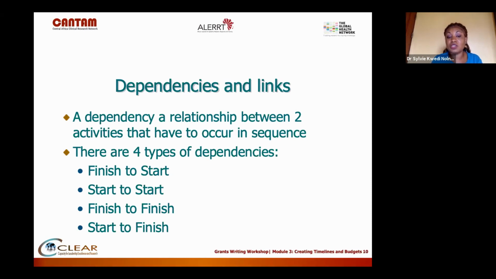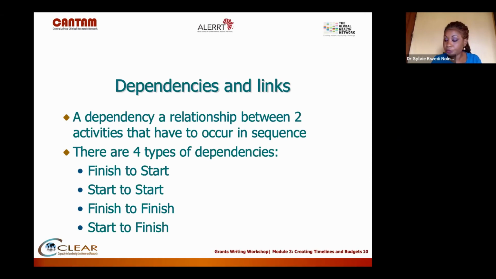Such dependencies you have to keep in mind, and you have to plan accordingly. There are 4 different dependencies that are usually spoken of. You have the finish to start, start to start, finish to finish, and then start to finish. I will explain.